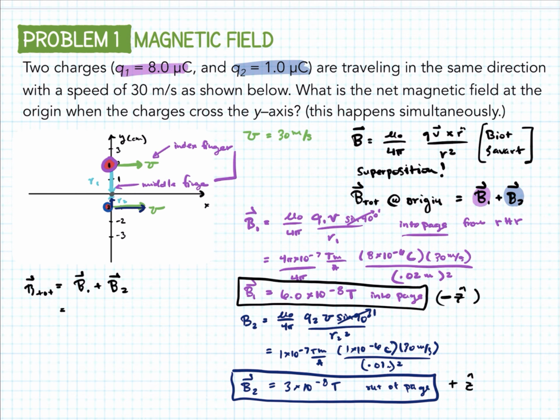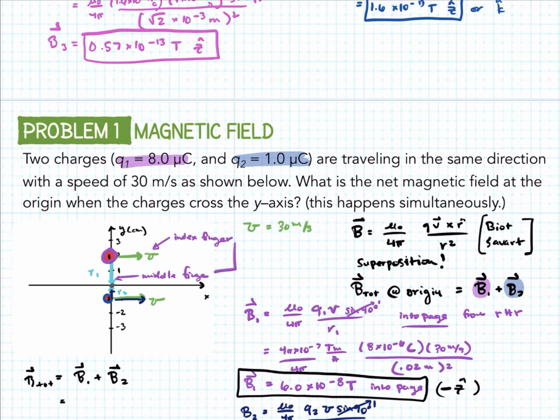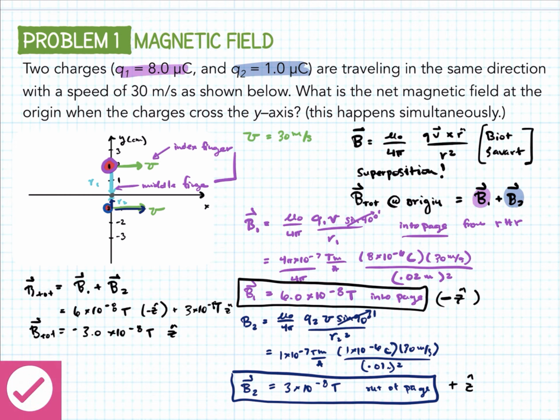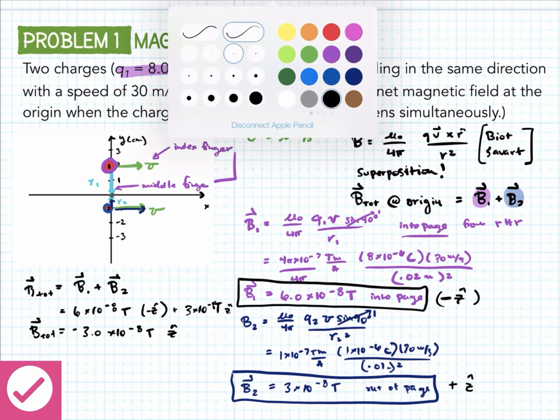So now you have 6 times 10 to the negative 8th Tesla times negative z hat plus 3 times 10 to the negative 8th Tesla z hat. That's going to give us negative 3.0 times 10 to the negative 8th Tesla in the z direction. So that is our final answer.